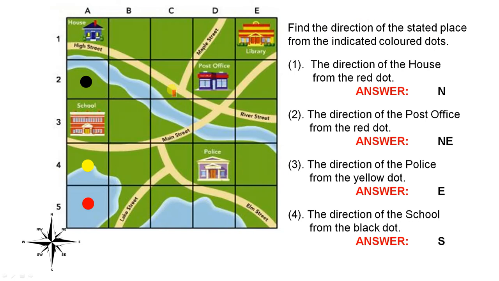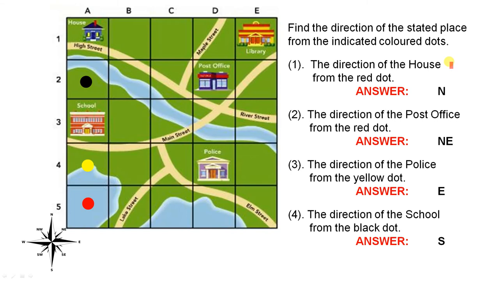Now here I have a very basic map, and here we have a compass, and let's answer some questions. Find the direction of the stated place from the indicated coloured dots. Here are some coloured dots here, a black one, a yellow one, and a red one. First question.